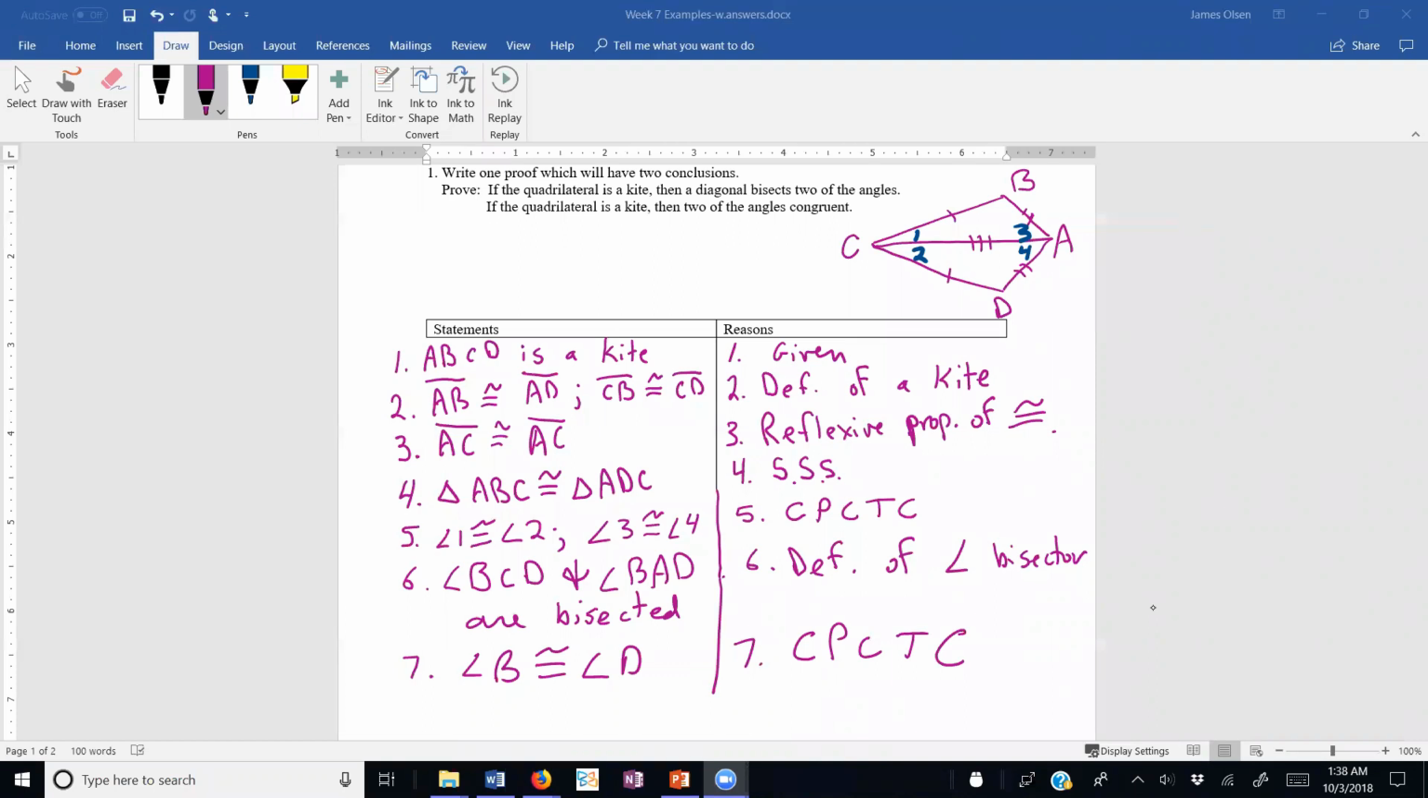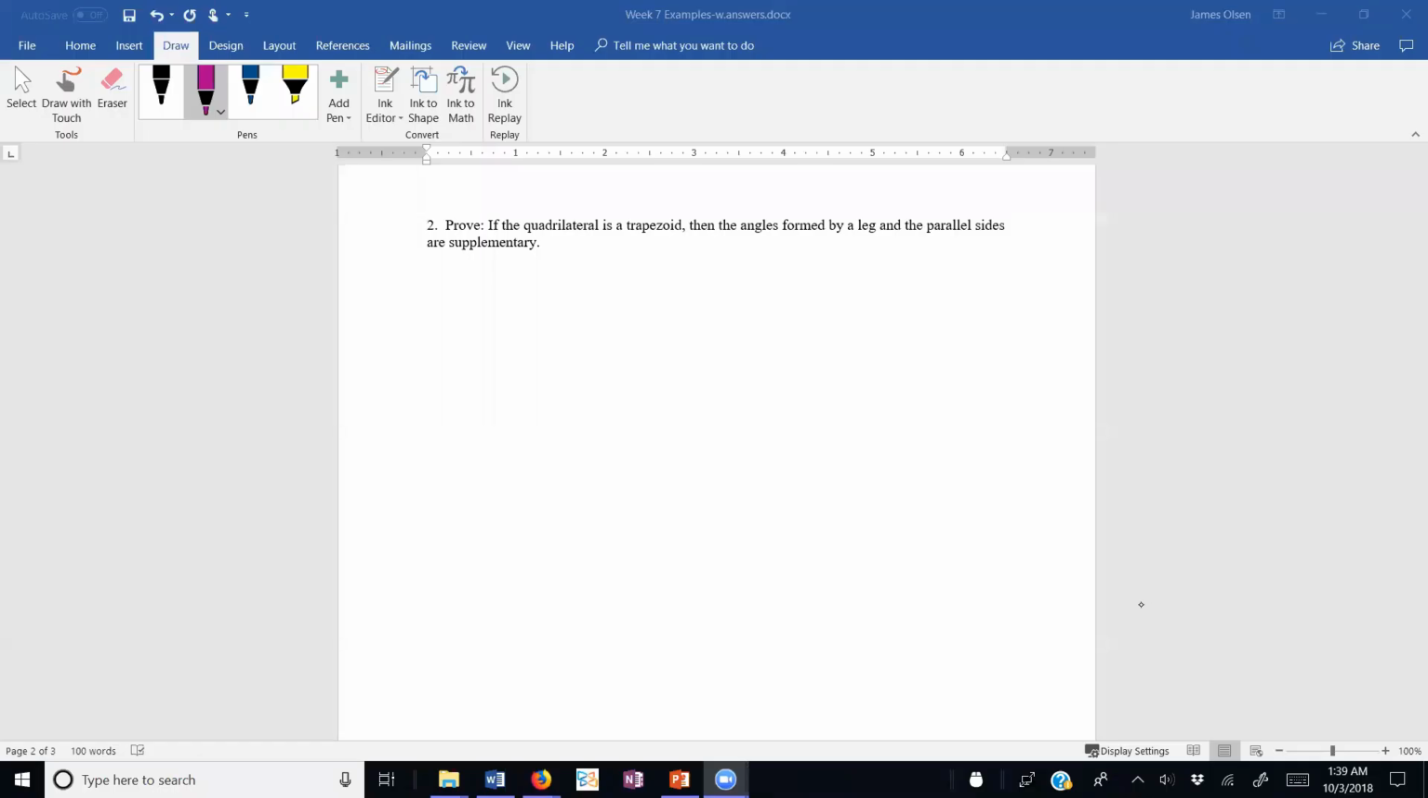Now let's go to example 2. In example 2, we're supposed to prove the following. If the quadrilateral is a trapezoid, then the angles formed on a leg and the parallel sides are supplementary. So the first thing we need to do is make a diagram. The given information is that we have a trapezoid, so we need to draw a trapezoid and label it.